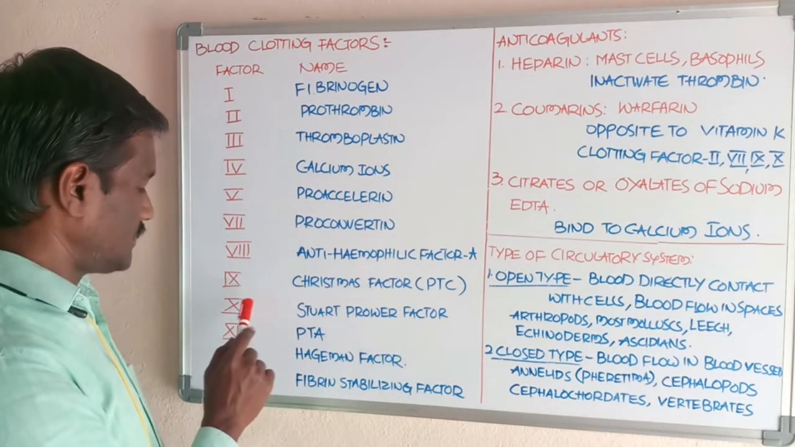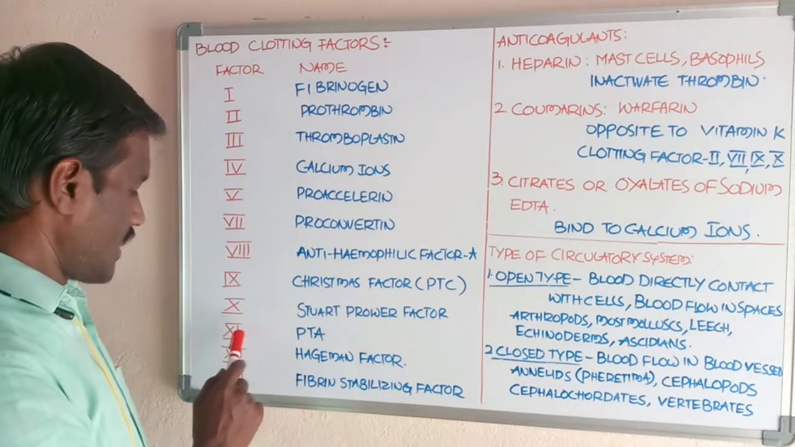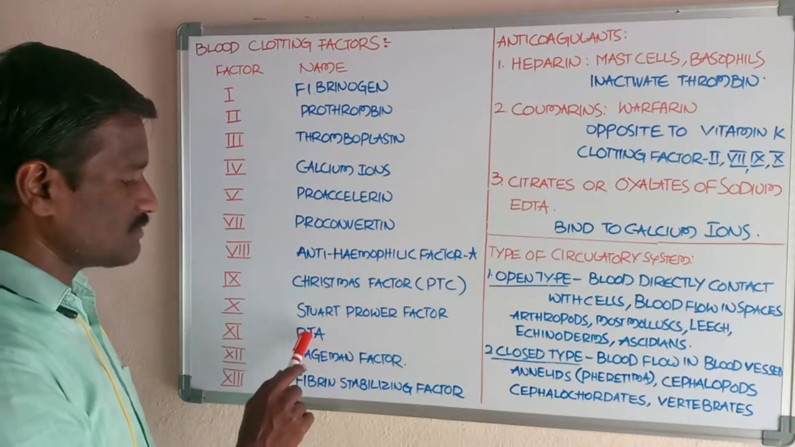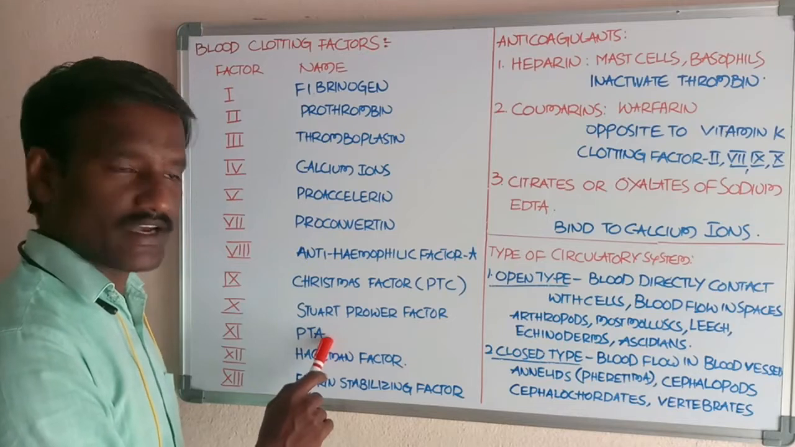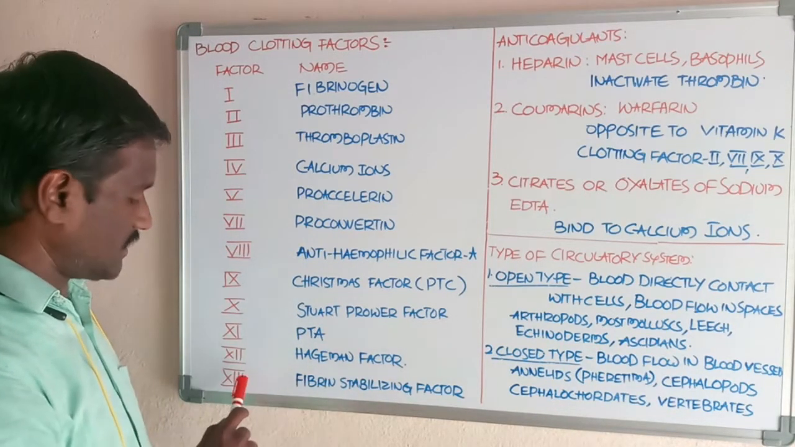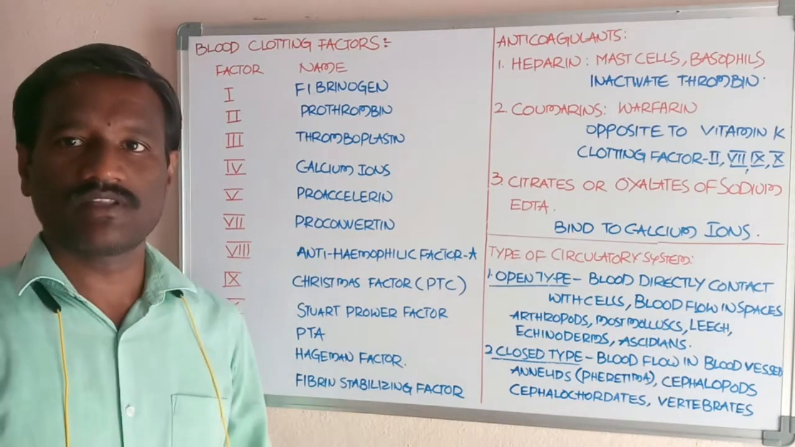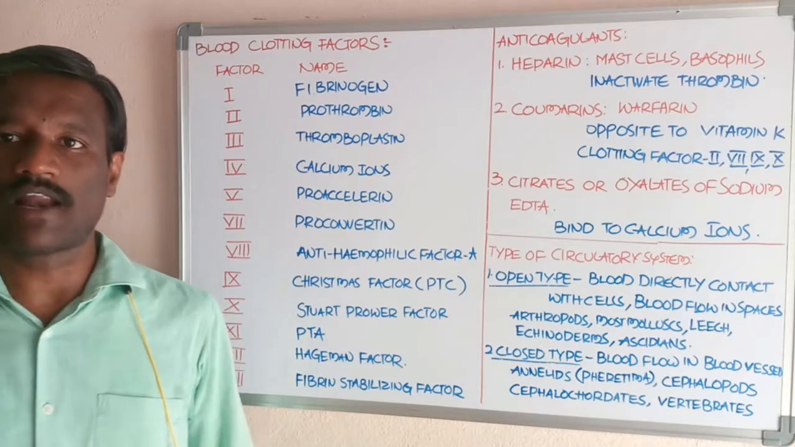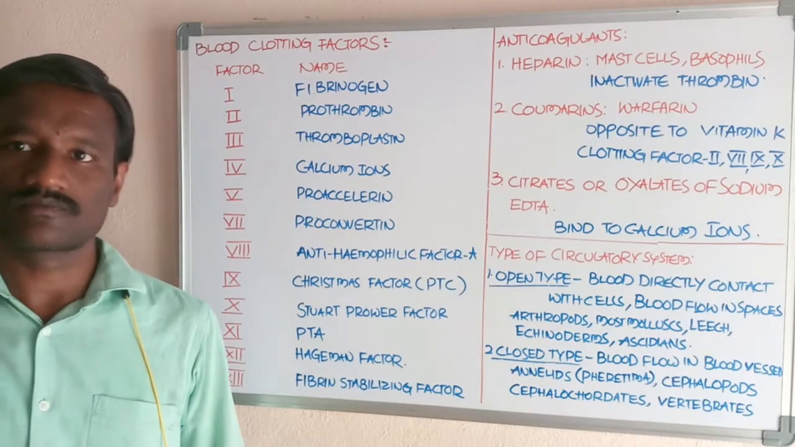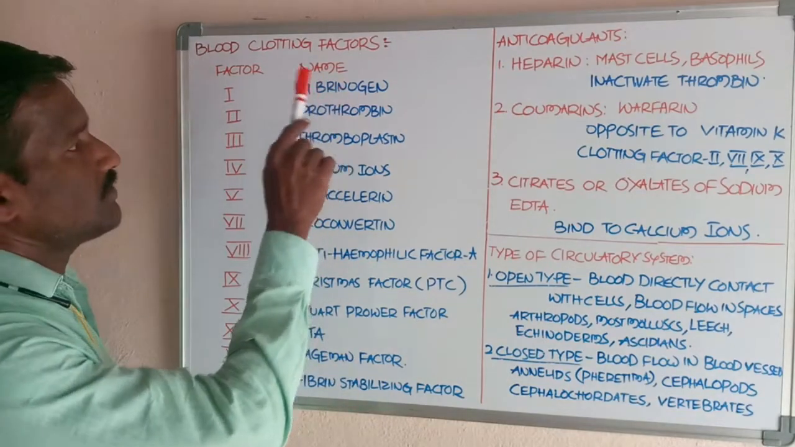Next, 10th one Stewart-Prower factor. Next, 11th one plasma thromboplastin antecedent. Next, 12th one Hageman factor, and 13th one is the fibrin stabilizing factor. These are different types of the blood clotting factors. Next, in this fibrinogen, already you know about the fibrinogens.